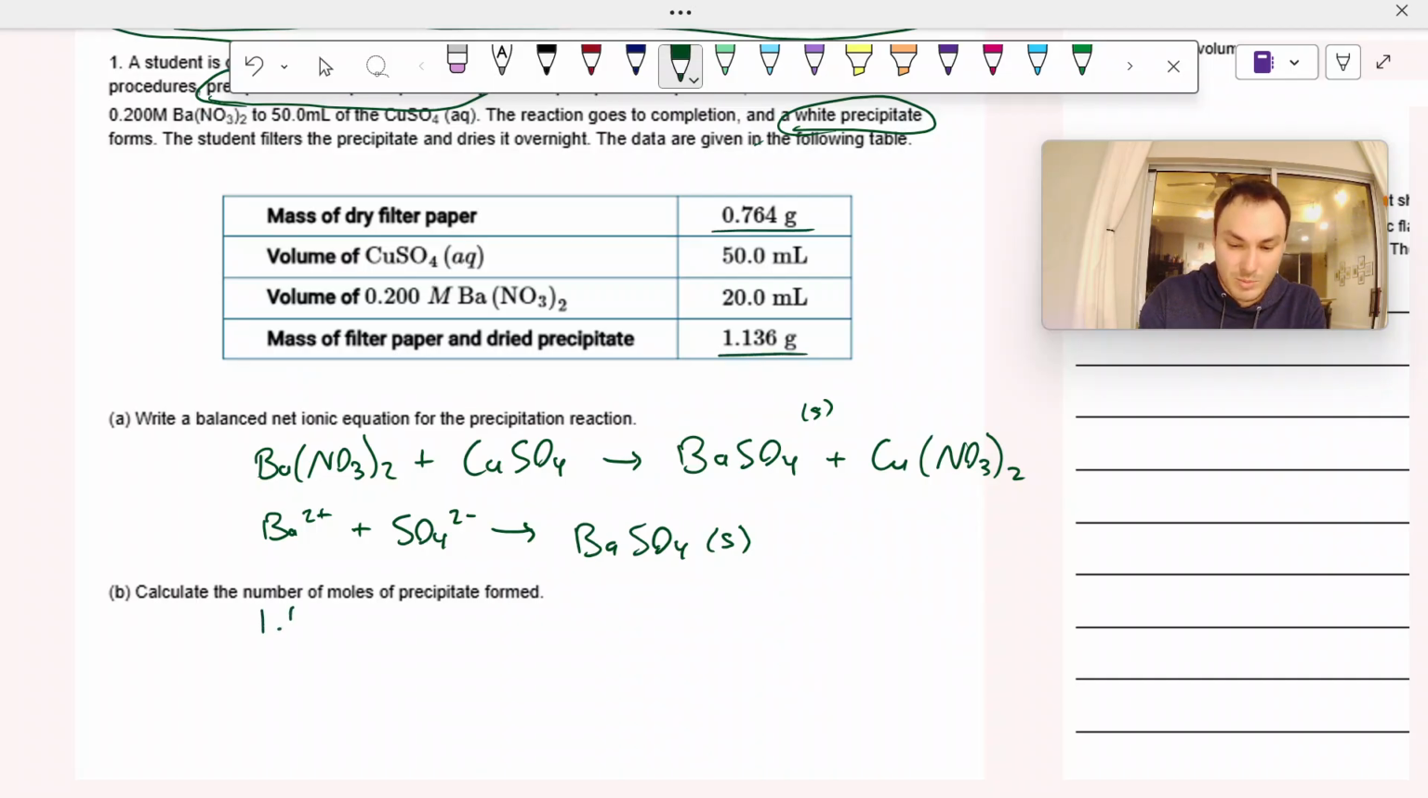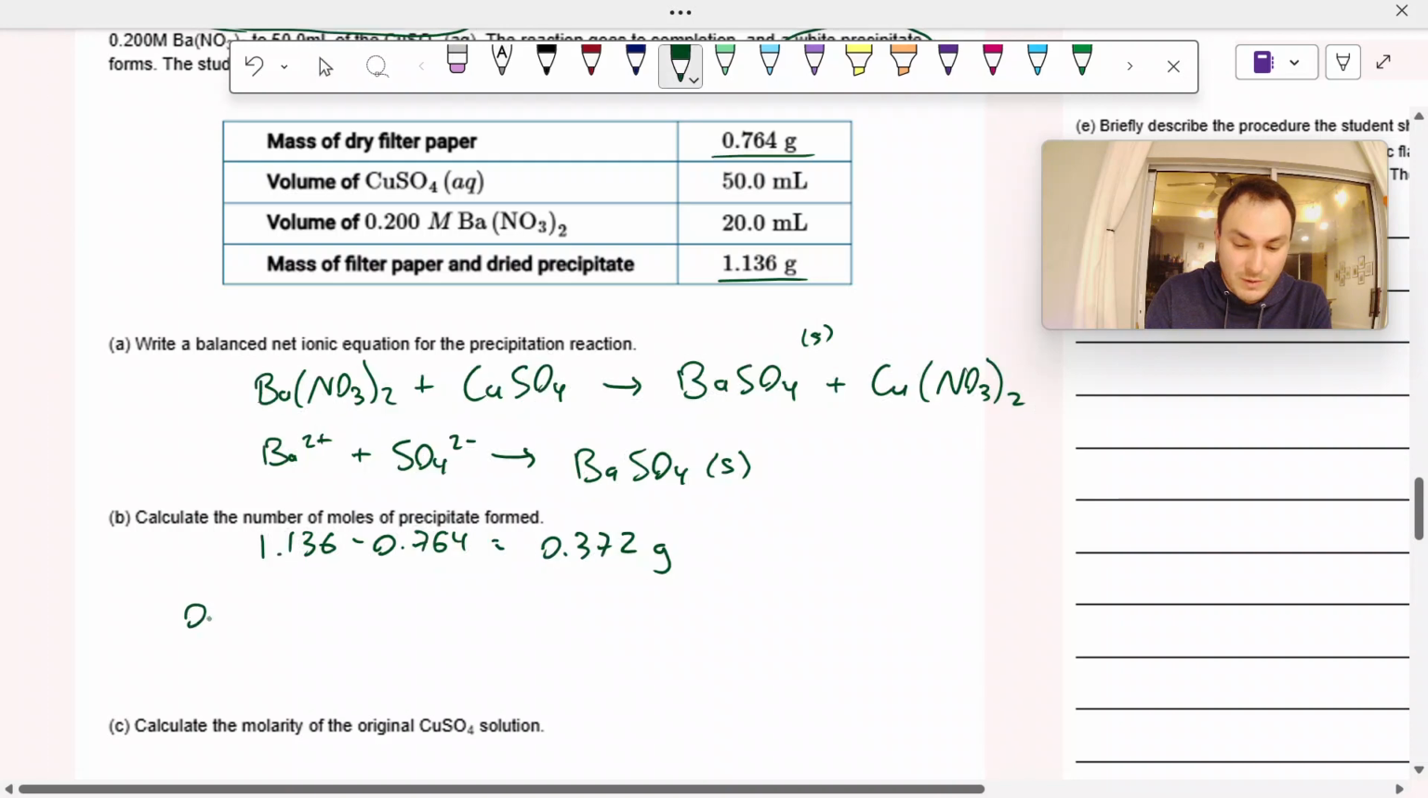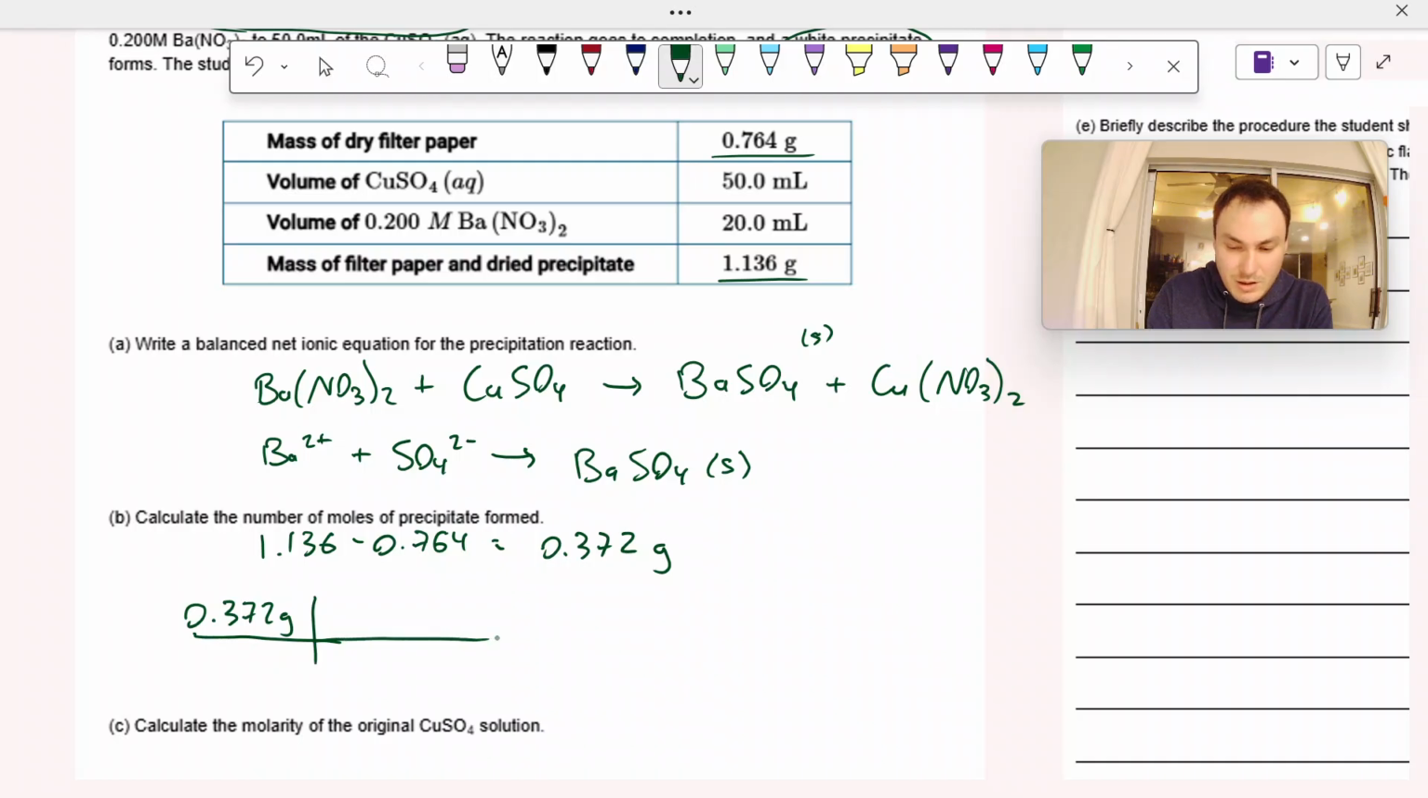So we're going to do 1.136 minus 0.764, and we get 0.372 grams. We don't want grams, we want moles. So if we have 0.372 grams, converting to moles, the precipitate is barium sulfate, so we need the molar mass of barium sulfate, which means we need to go to the periodic table.